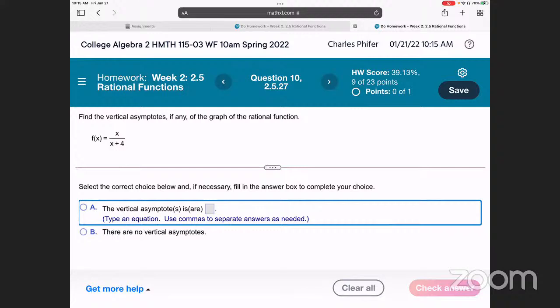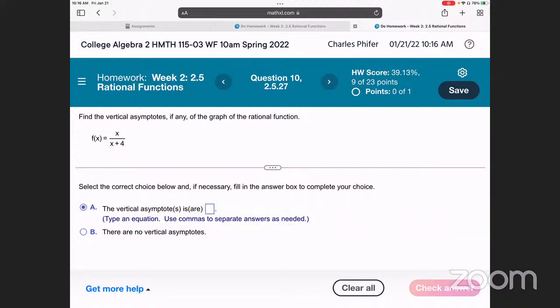Okay, here we're asked to find the vertical asymptote, if any, of the graph, right? The vertical asymptote is going to occur at any x that makes the denominator 0, provided that x does not make it 0 over 0. If you plug that x in and it makes it 0 over 0, that's not a vertical asymptote. It's going to be a hole in the graph, right? So in this case, when x is -4, it makes 0 in the denominator, so we'll get some number over 0. That means that's going to be our vertical asymptote.